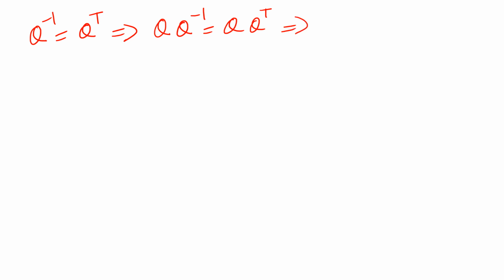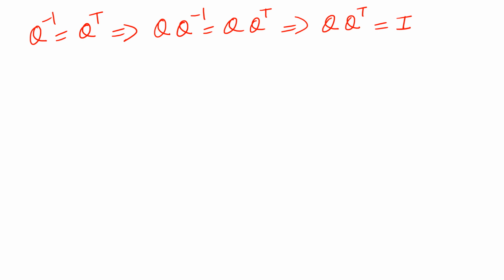Now students, let's use the second condition, and that is inverse of Q equal to transpose of Q. Now if I pre-multiply both sides of this equation with the matrix Q, then I get Q into Q inverse equal to Q into Q^T. This implies Q into Q^T is equal to the identity matrix I, because Q into Q inverse is equal to I. Now students, with the help of this equation, we can find the values of the remaining constants.